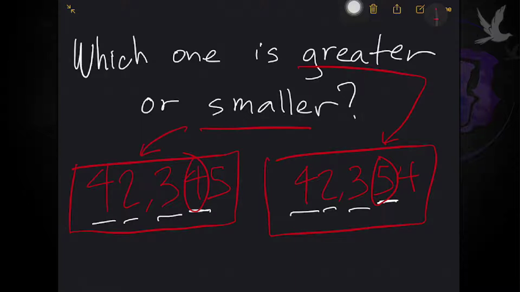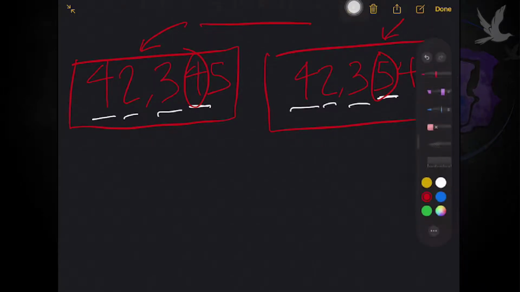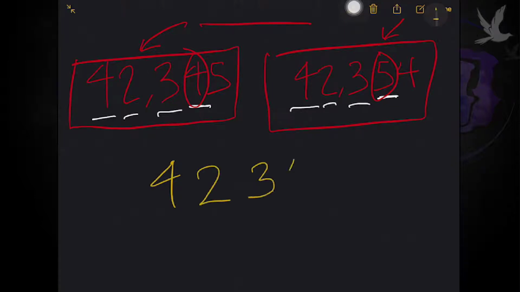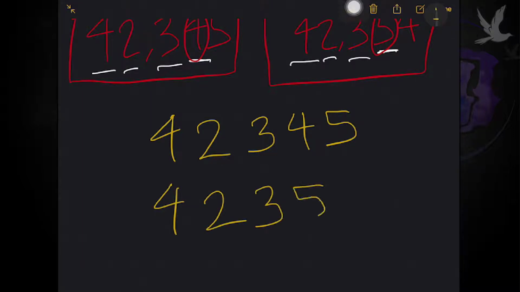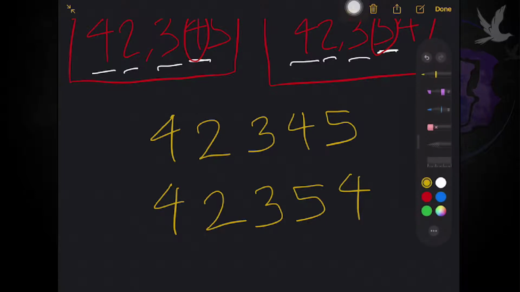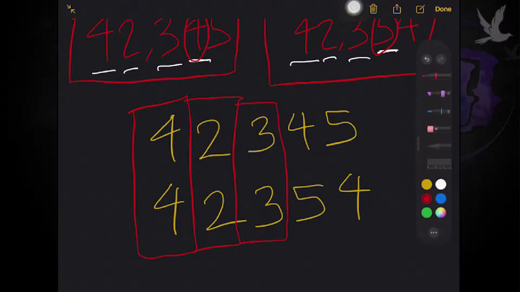Okay? If you are getting confused with this process, all you have to do is try to align them by rewriting the numbers. For example, 4, 2, 3, 4, 5. You have to align them according to their place value. Okay? 4, 2, 3, 5, 4. If you notice this number over here, they are the same. So as the next number. Except for this one over here.